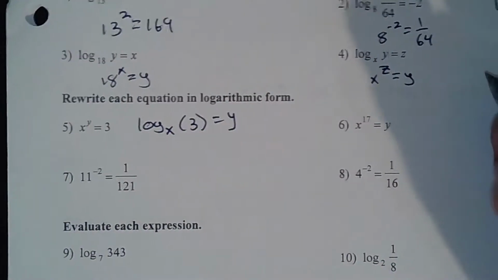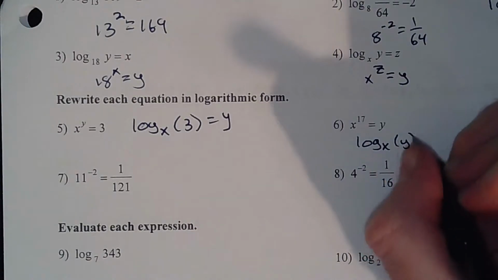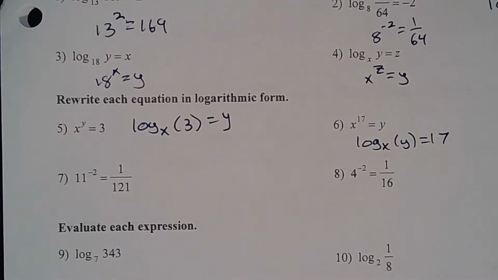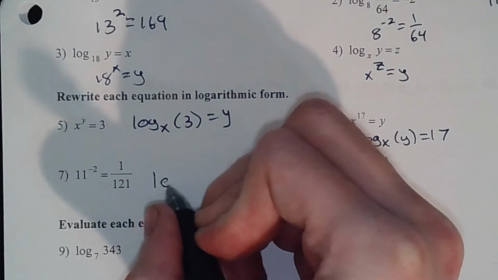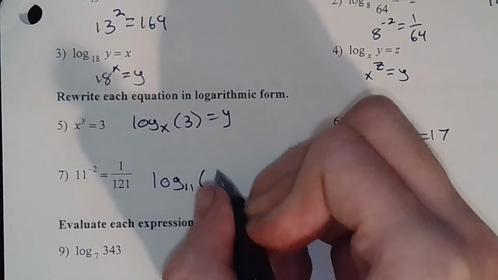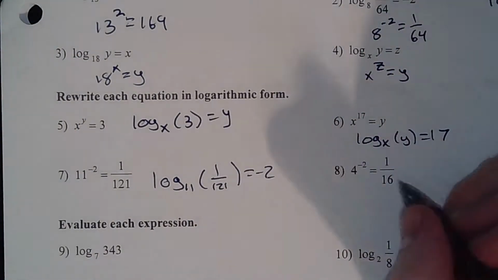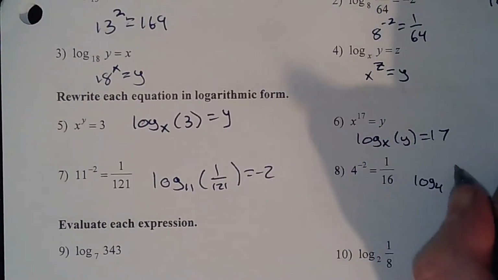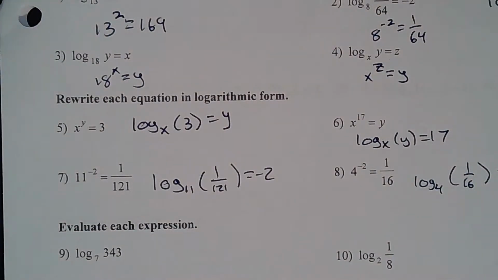Number 6, same exact concept. Log base x of y is 17. I'm hoping you don't even need my help anymore on this next one. I'm just going to rewrite it right away. Log base 11 of 1 over 121 equals negative 2. And log base 4 of 1 over 16 equals negative 2. Anyways, not too terrible for these guys.